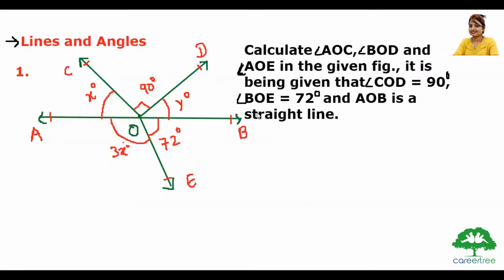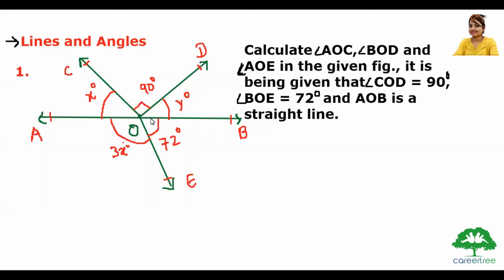So today I will be discussing some of the questions from the chapter Lines and Angles. Here I have taken the first question in which a figure is given and we have to calculate angle AOC, which is x degree, angle BOD which is y degree, and angle AOE which is 3x degree. The given information is: angle BOE is 72 degree, angle COD is 90 degree.